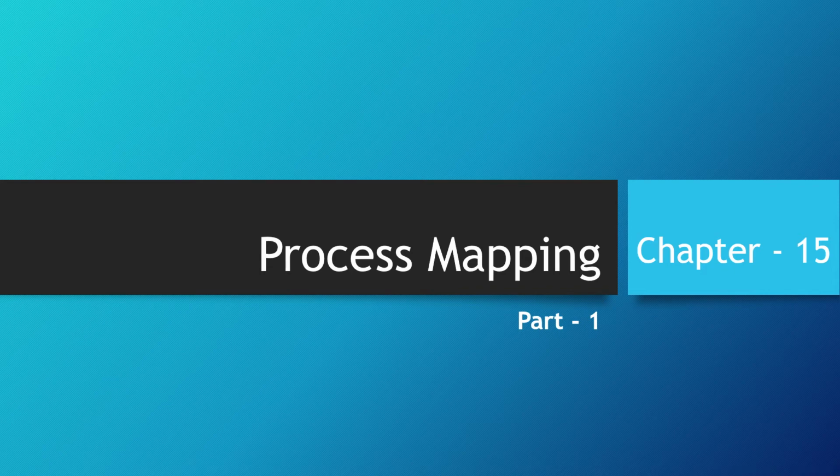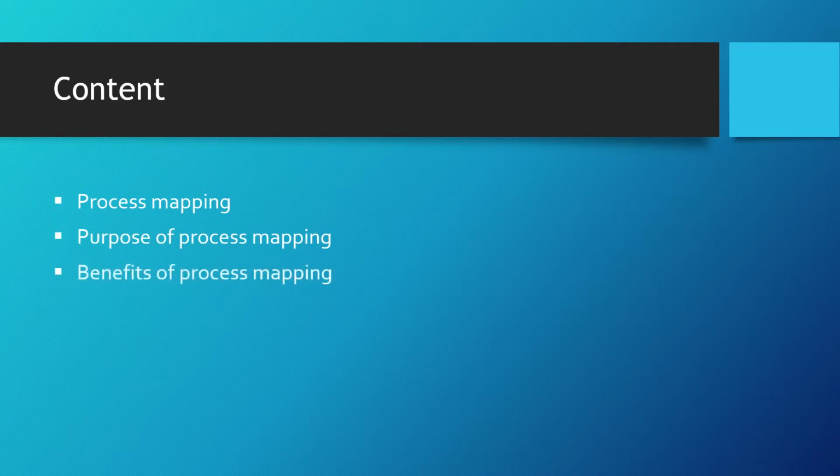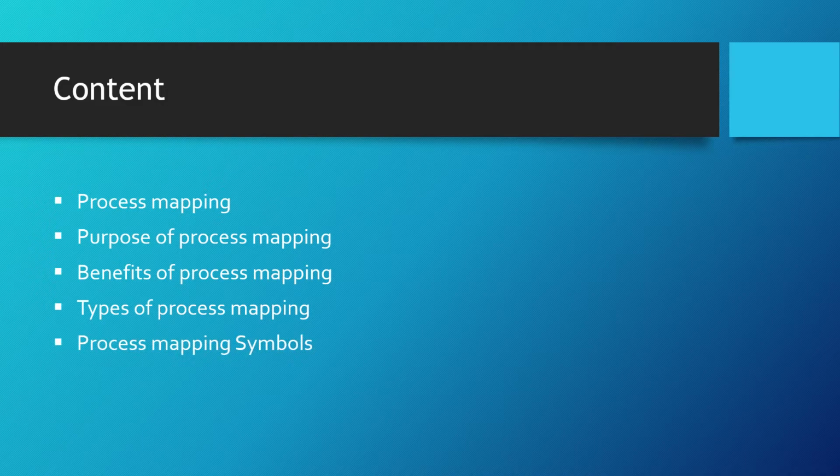Today, chapter 15 is all about process mapping. What we are covering in this chapter: process mapping, purpose of process mapping, benefits of process mapping, types of process mapping symbols, and how to create a process map.